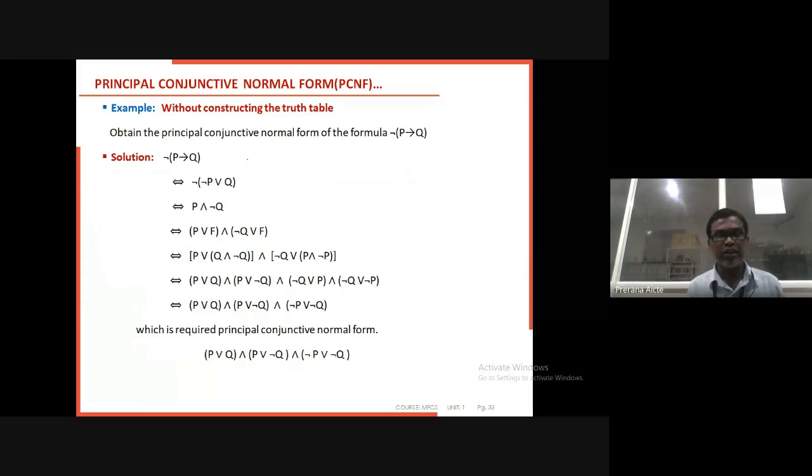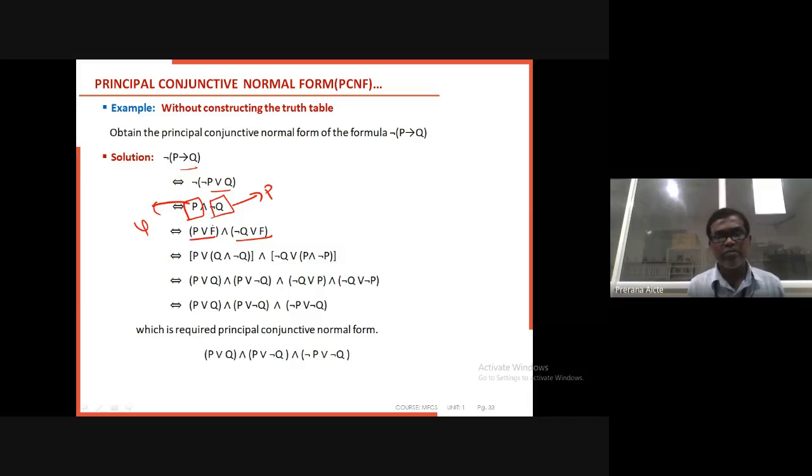Without constructing the truth table, we can do the same problem like this. As I already told, first remove the implies, so this becomes negation P or Q. Apply De Morgan's law, now it becomes P and negation Q. Now here it is one sum term and this is another sum term. In the first sum term the Q variable is missing, and here the P variable is missing, so I will write it like this.